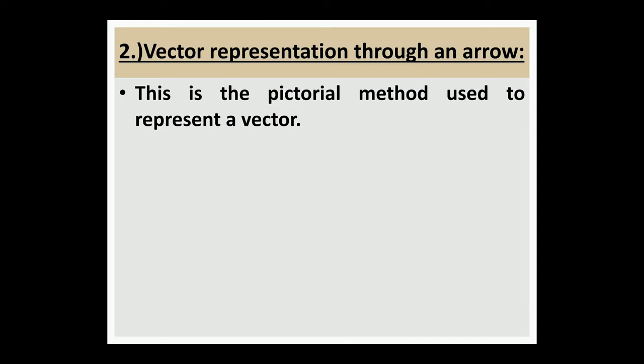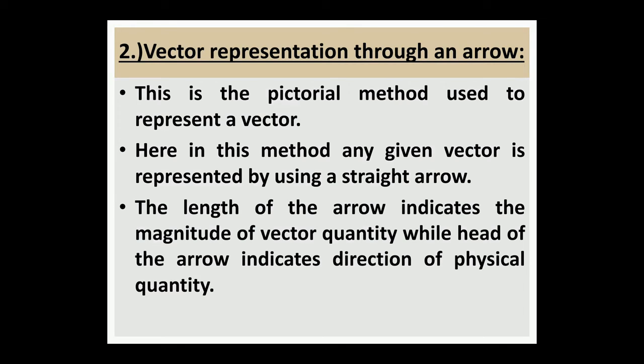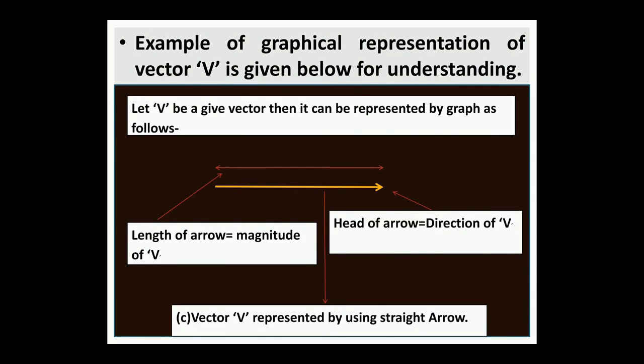So next way to represent a vector is to use an arrow. So this is the pictorial method to represent a vector. In this method, we use a straight arrow to represent a vector physical quantity. The length of the arrow indicates the magnitude of vector quantity, while head of the arrow indicates direction of the physical quantity.